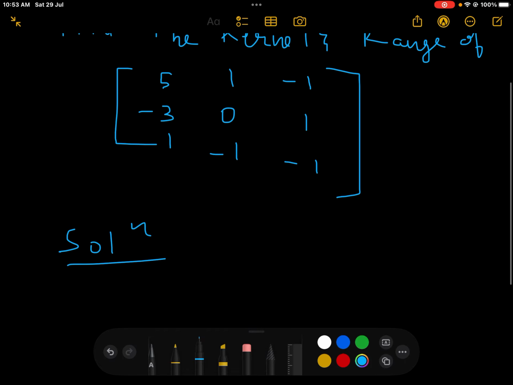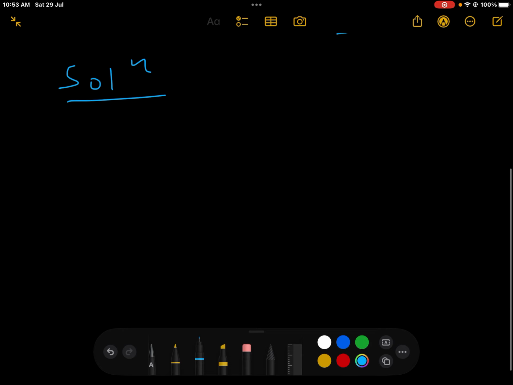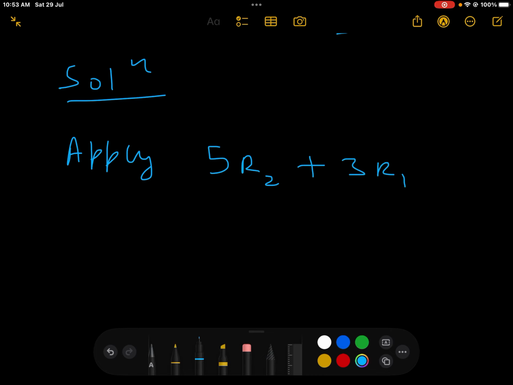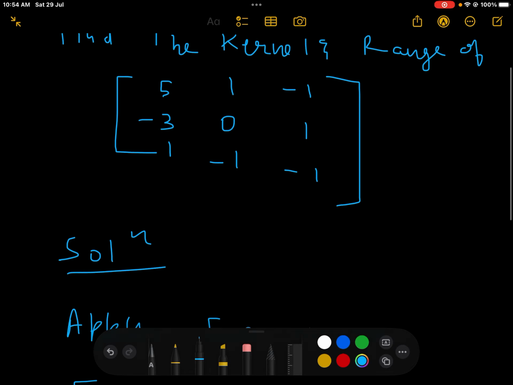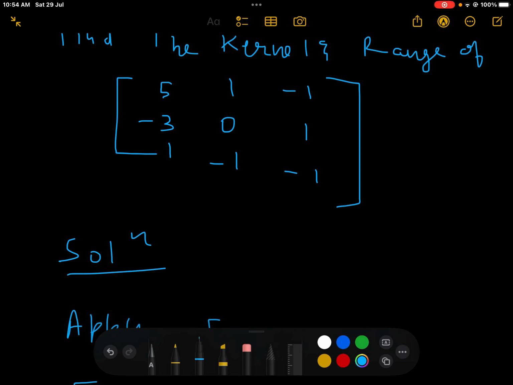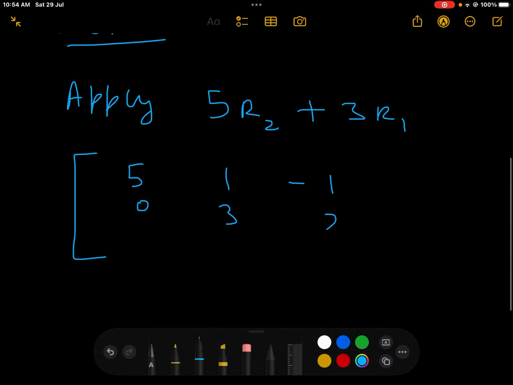In this, the first operation that we will apply is 5 times r2 plus 3 times r1. So applying 5r2 plus 3r1, that will become 5 1 minus 1, and this will become 0, and this will become 3, and this will become 5 plus 3, that will become 2.